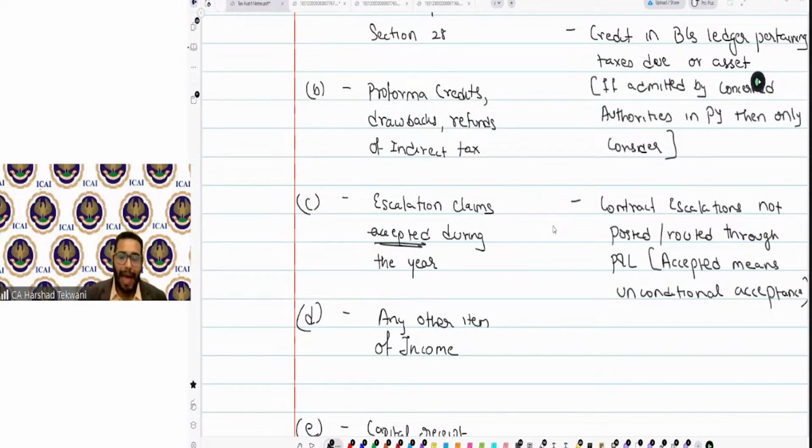So let's say, for example, 100 rupees was there. Now there is 20 rupees. I have asked my customer to pay me as an escalation claim, but the dispute is going on. Should I report that 20 rupees as an escalation claim not credited to the profit and loss account? Answer is no. If the negotiations are going on, if things are under discussion, I will not report that as an escalation claim. And there is a very famous case law with respect to that. That is CIT versus Hindustan Housing and Land Development Trust Limited.